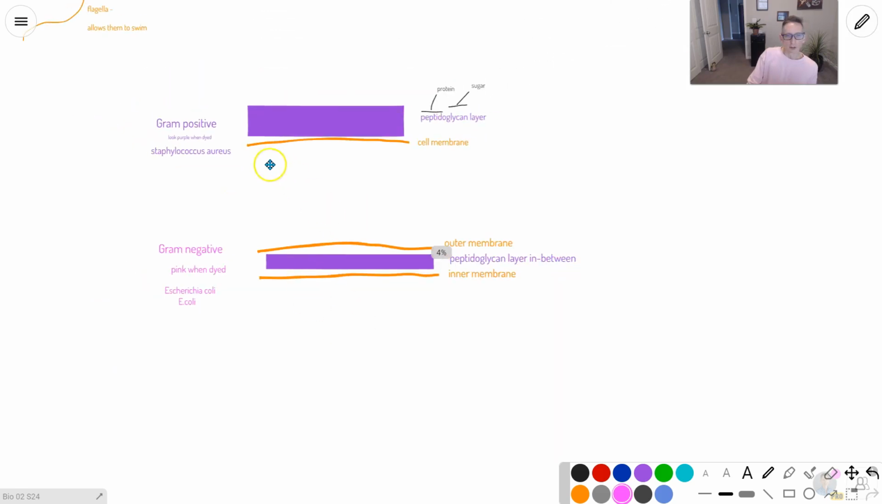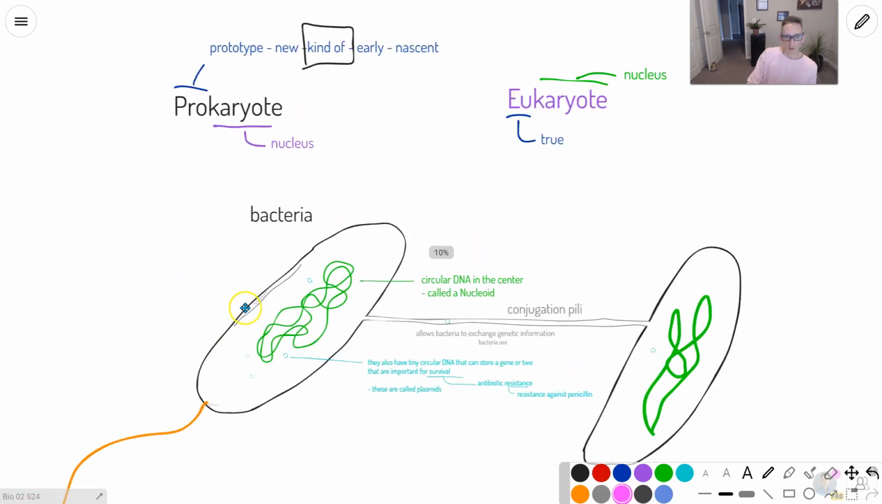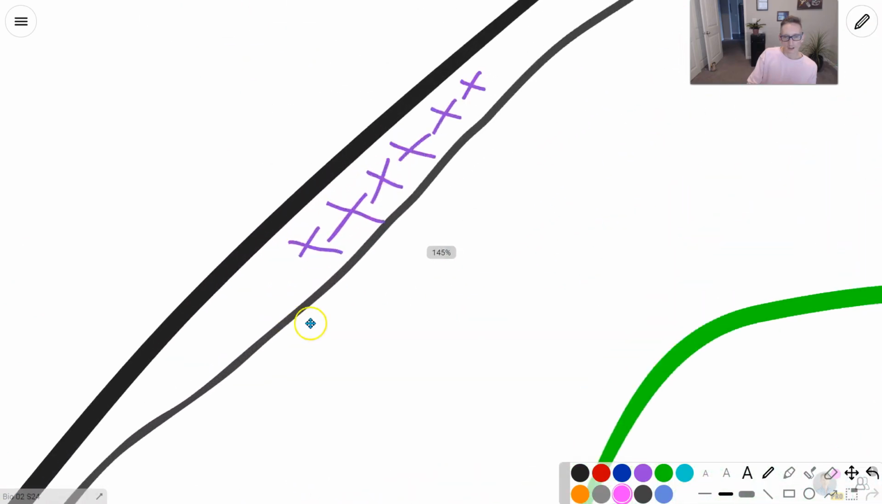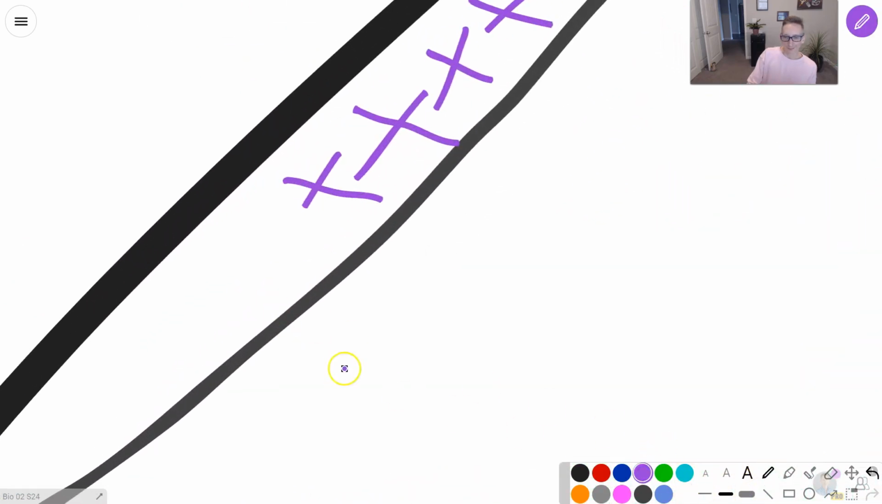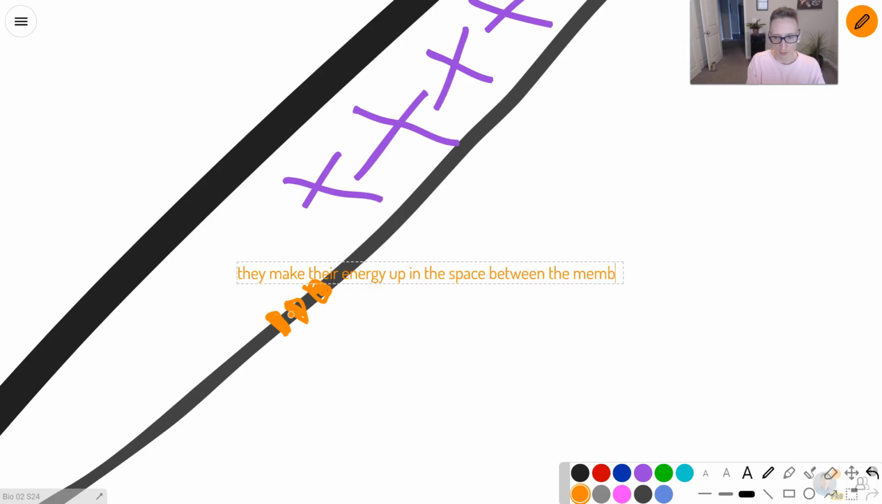All right. So with the gram-negative bacteria, I'm going to go back up here. They do their energy production right here. So they make their ATP. So they got little proteins embedded in their membranes. And they make all their energy right up in here. So they make their energy up in the space between the membranes. Pretty nifty how they do that.